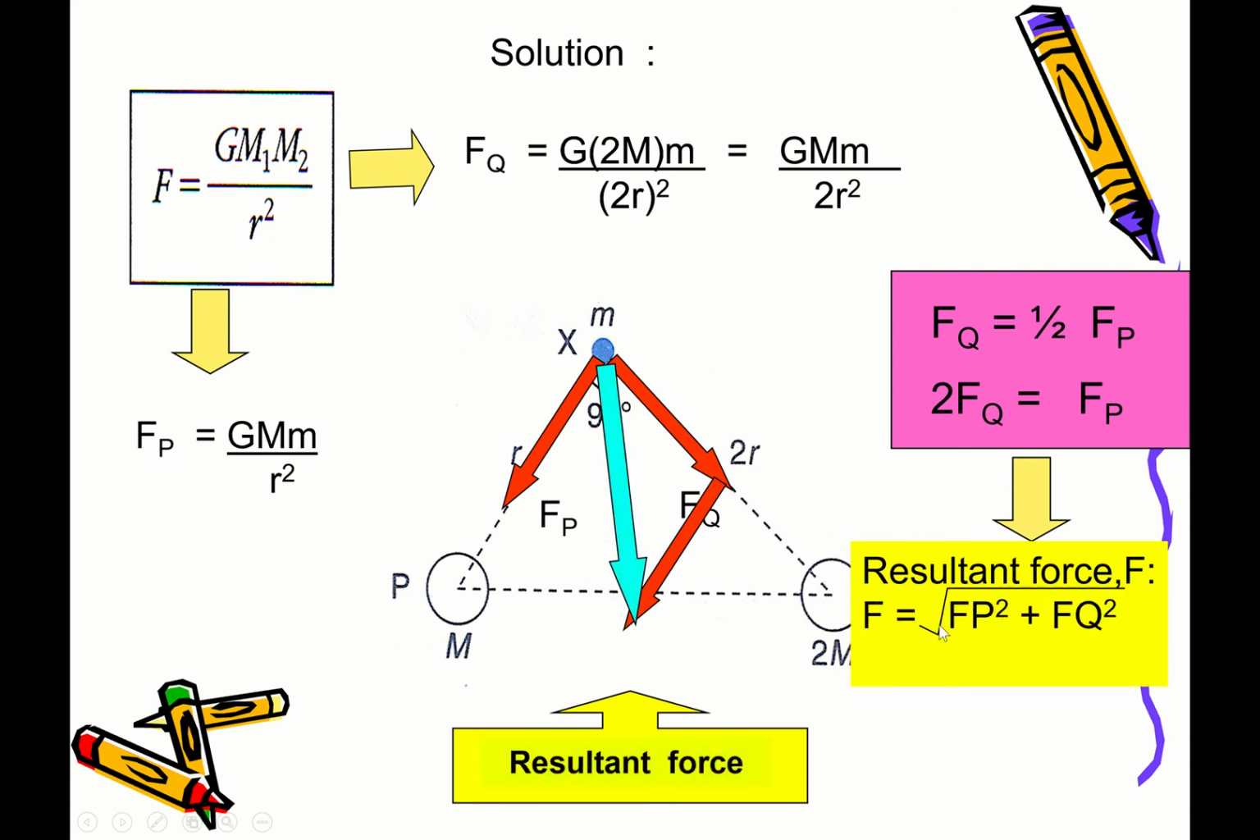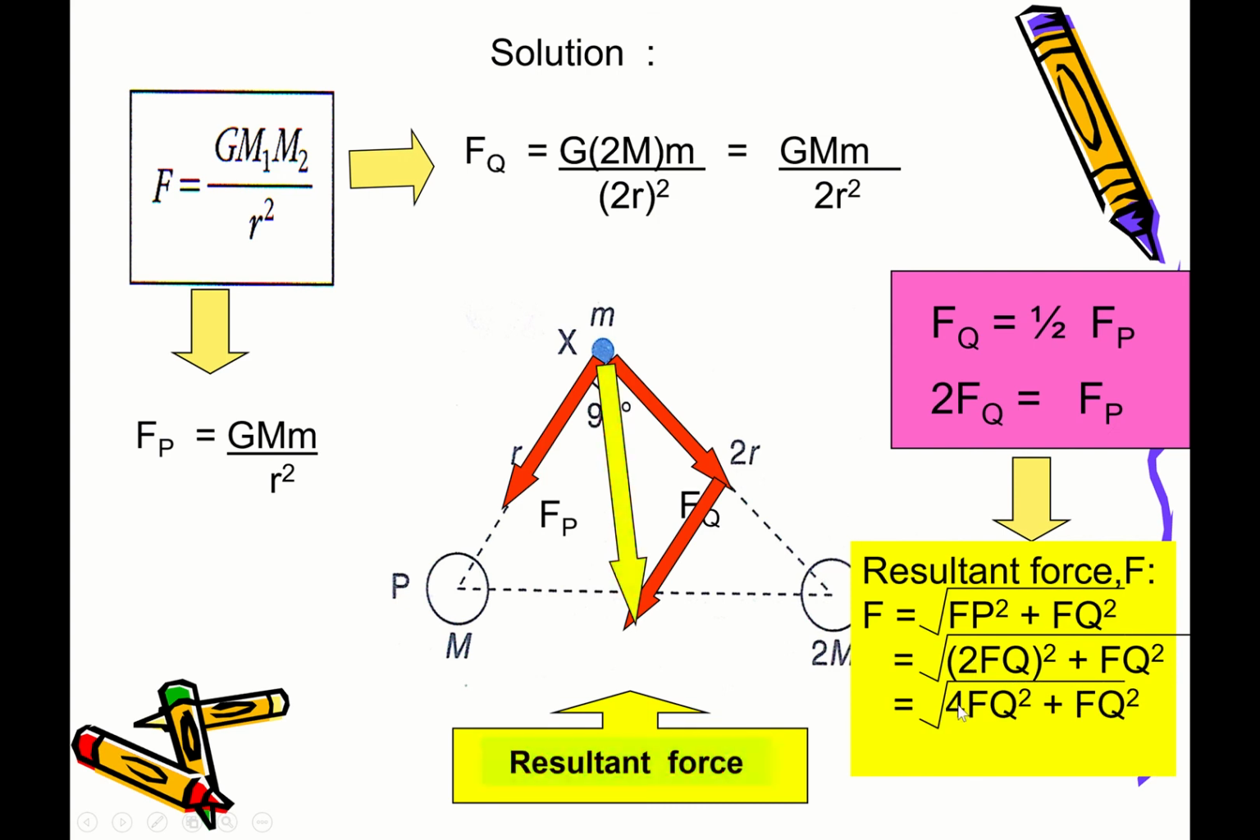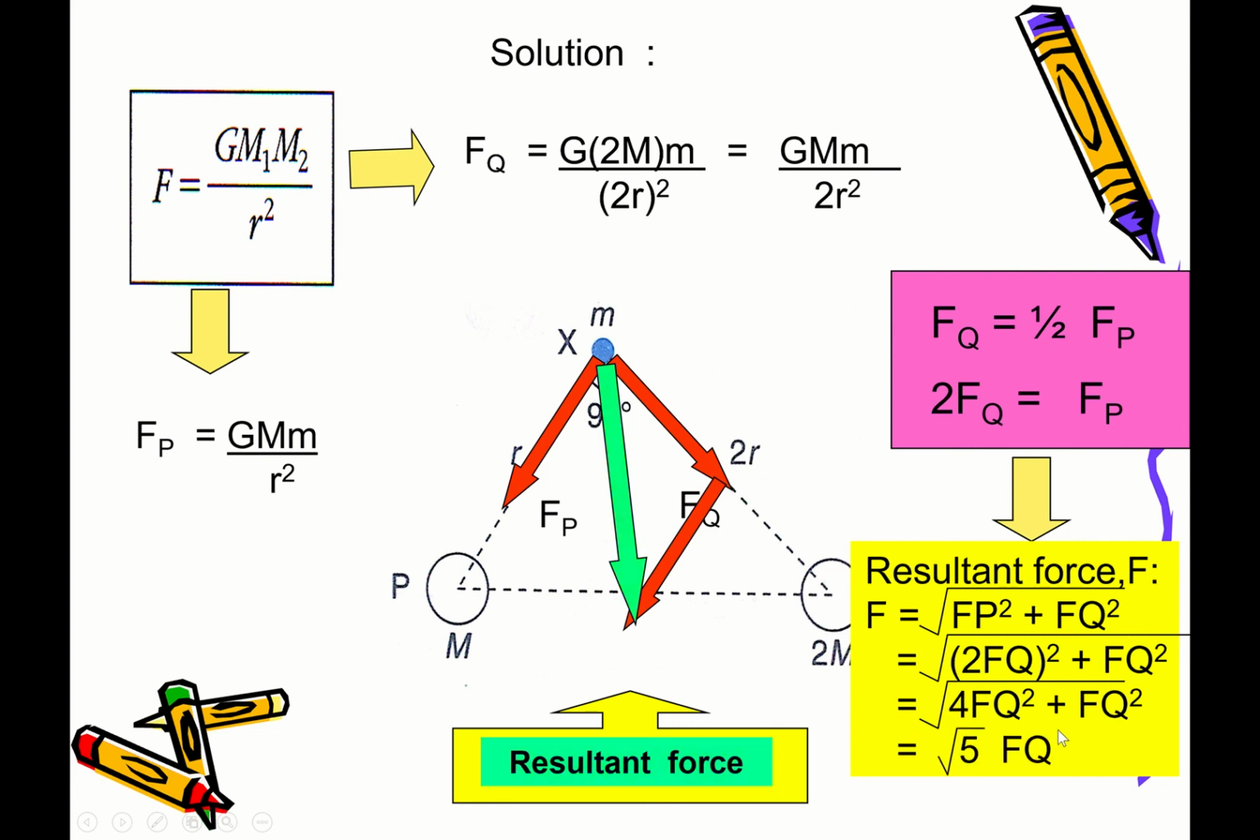So using Pythagoras theorem, the resultant force F equals the square root of Fp squared plus Fq squared. So we can substitute Fp equals 2Fq into the equation here, plus Fq squared remains the same. So therefore, 2 squared is 4, 4 Fq squared plus Fq squared, so it becomes 5 Fq squared. So the resultant force is square root of 5 Fq.